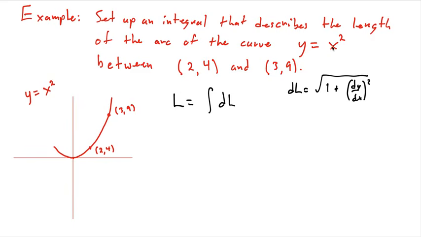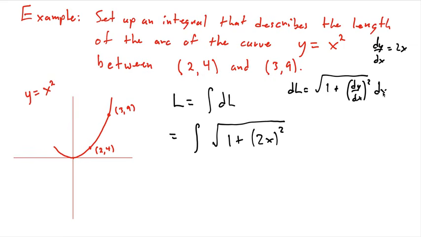That's the derivative of x squared. So on the one hand, we have the integral of the square root of 1 plus, and then the derivative here, dy over dx, is 2x. So 1 plus 2x quantity squared dx. And since we're integrating with respect to x, we use the x values of these points. So we integrate from 2 to 3.